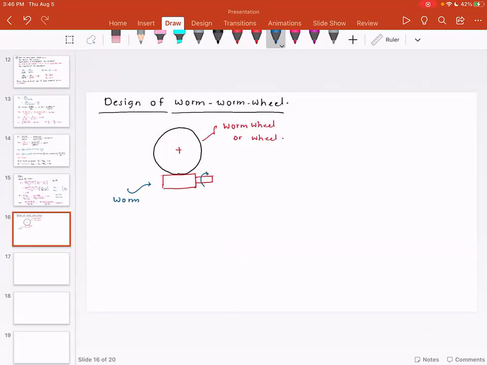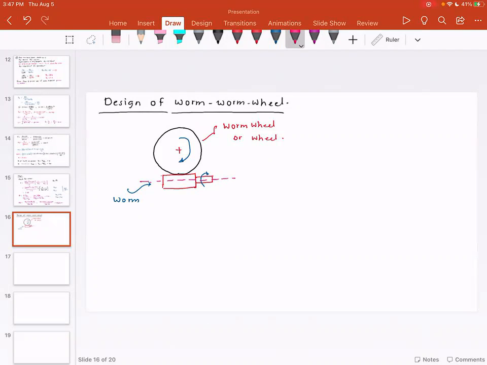So the worm rotates, and that causes this worm wheel to rotate. And if you look at the axes, those axes are perpendicular to each other, and they are in different planes. So the axis of the worm wheel that is coming towards you is in the plane perpendicular to the paper. The axis of the worm is along the paper.